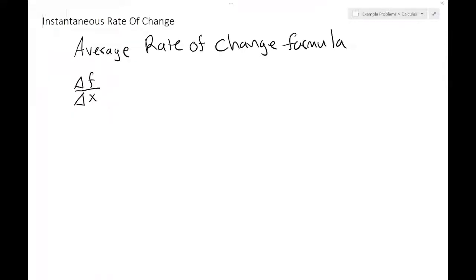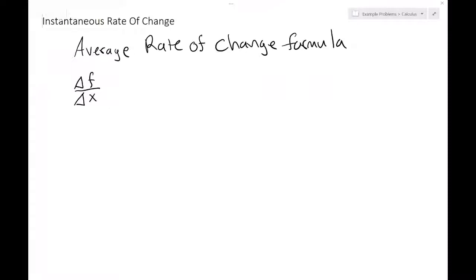In this video, we're going to calculate the instantaneous rate of change for a given function. To do that, you need to take the average rate of change over smaller and smaller intervals until it eventually converges to the instantaneous rate of change for a given value.